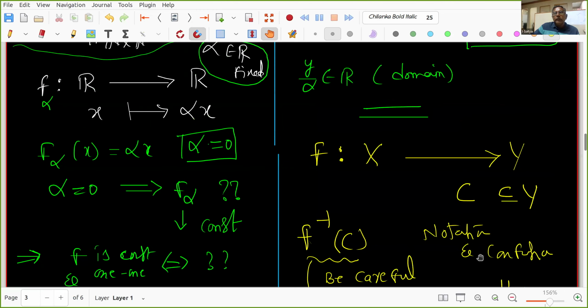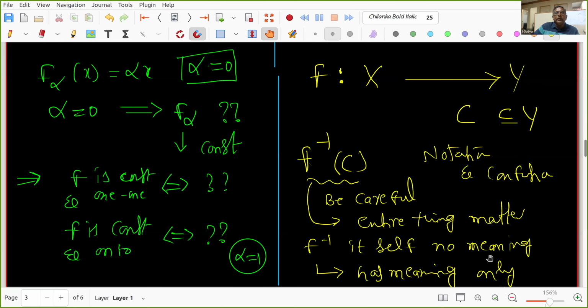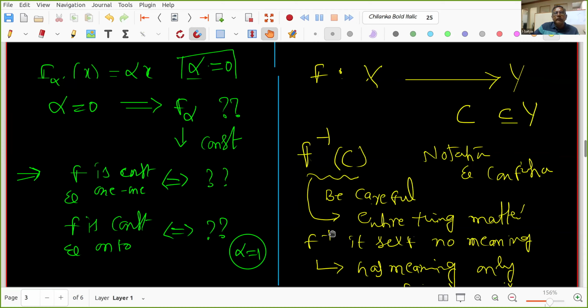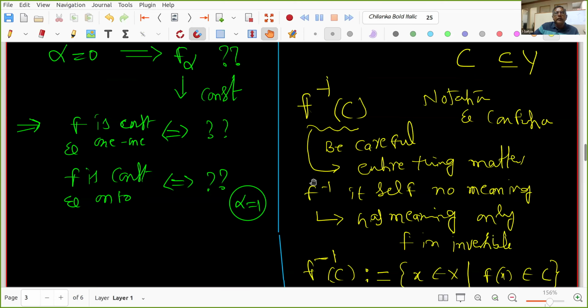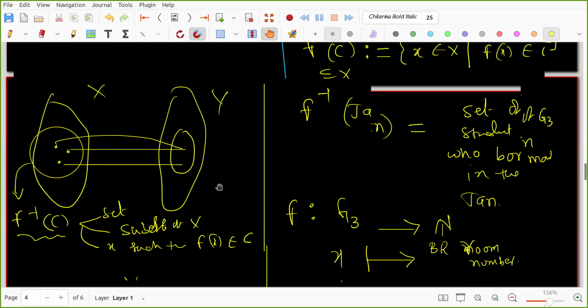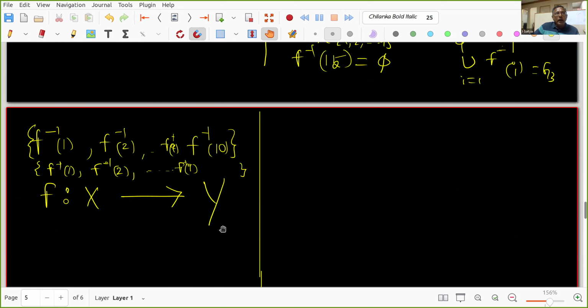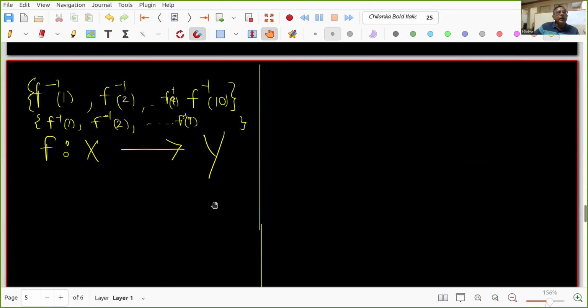Notation confusion comes. This entire F inverse of C, the entire thing, is a single notation. F inverse by itself has no meaning. I defined it as a whole: F inverse of C is written like this. Are you following? Yes, sir. I know that there is a confusion, there is a problem, but I told you all that, right?